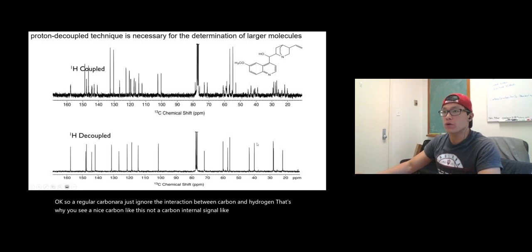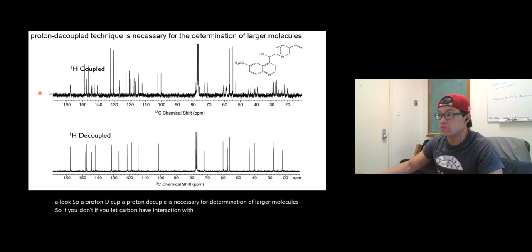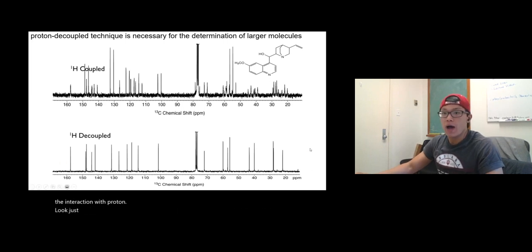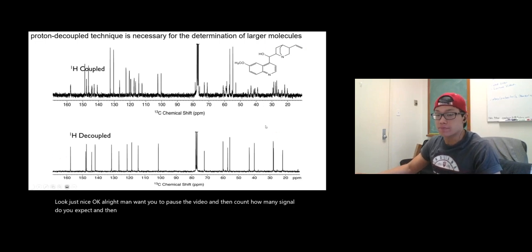All right, now let's take a look. Proton decoupling is necessary for determination of larger molecules. If you let carbon interact with hydrogen, look at that, there's just a lot of signals there. When you do a proton decouple, removing the interaction with the proton, it looks just nice. Okay, all right. I want you to pause the video and count how many signals you expect, and then I'll have you count down here. All right.